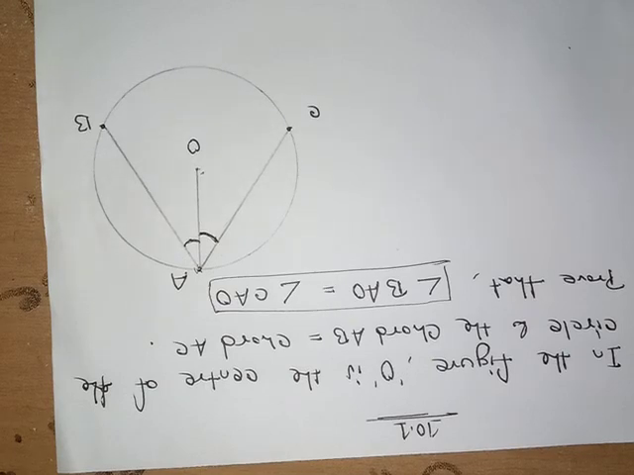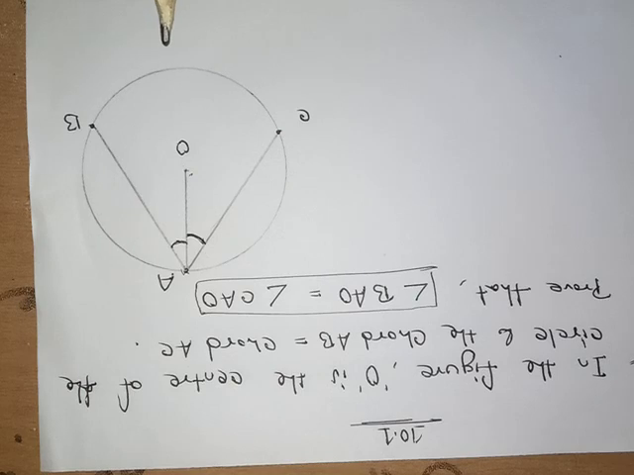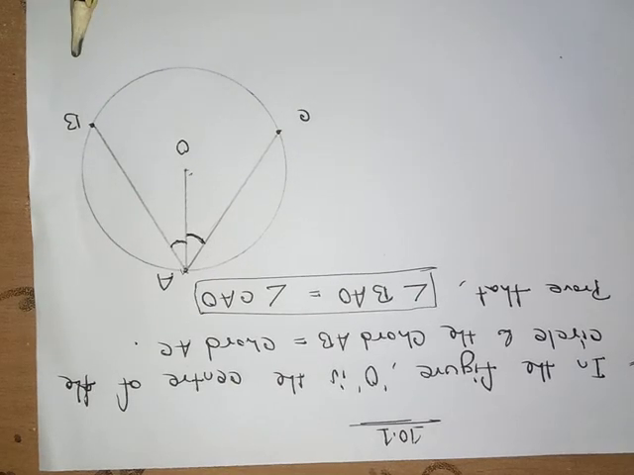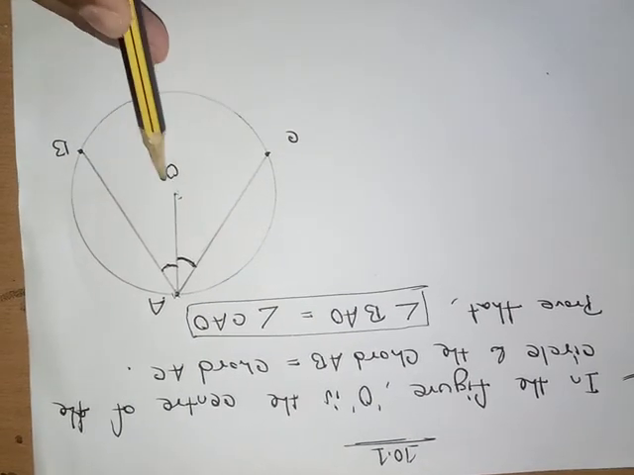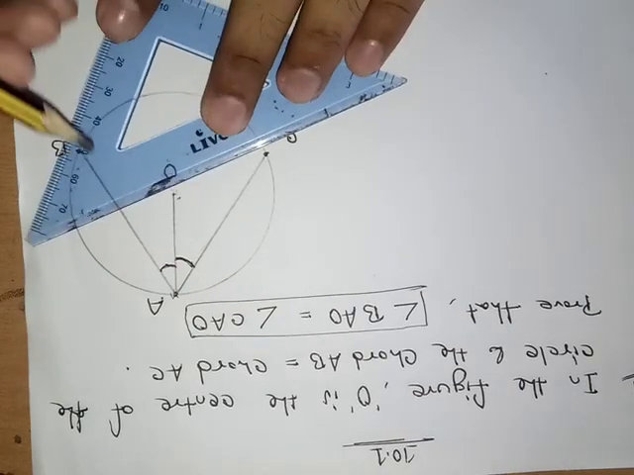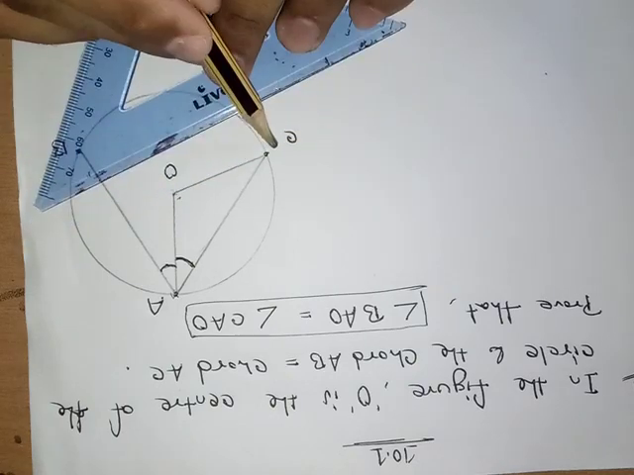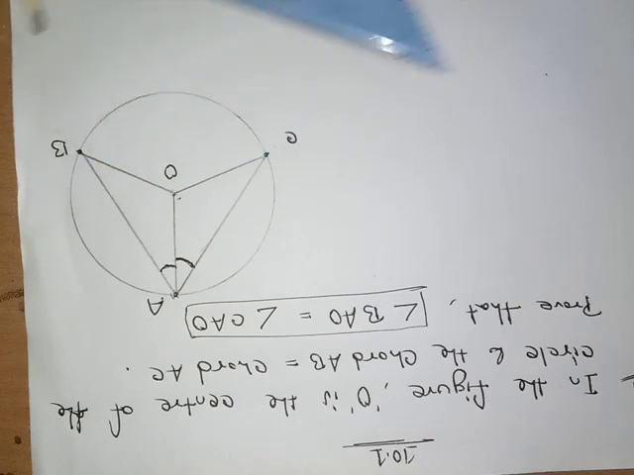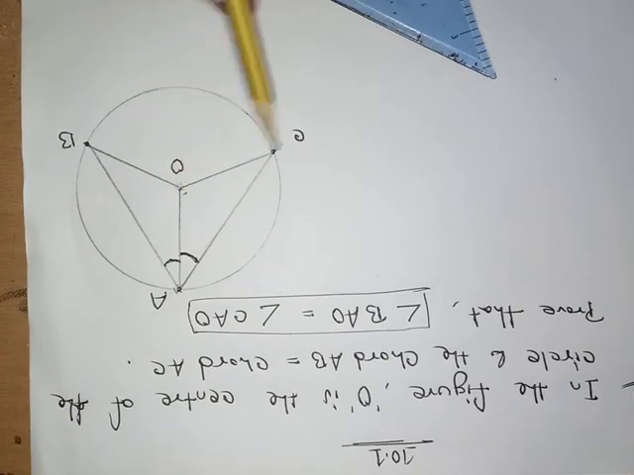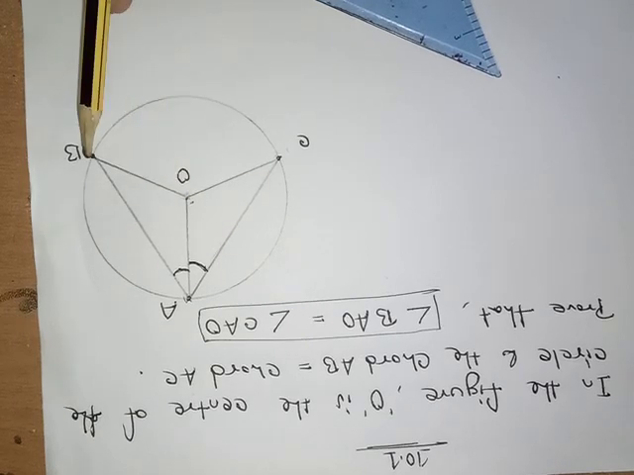To prove this, we have to draw some extra lines in this circle. We have to join O, C, and we will have to join O, B. Let's join these 2 points O and C and B, O. I have joined these 2 points B, O and C, and I have also joined these 2 points O and B.